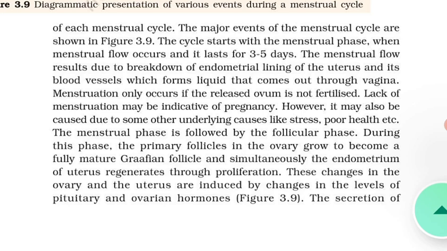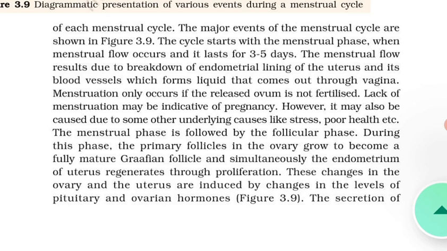Clear? हो गया set? The ovulation, that is ovulatory phase, is followed by the luteal phase, during which the remaining parts of the Graafian follicle transform as the corpus luteum. The corpus luteum secretes large amount of progesterone. CP से याद रख सकते हो. The corpus luteum secretes large amount of progesterone, which is essential for maintenance of the endometrium.